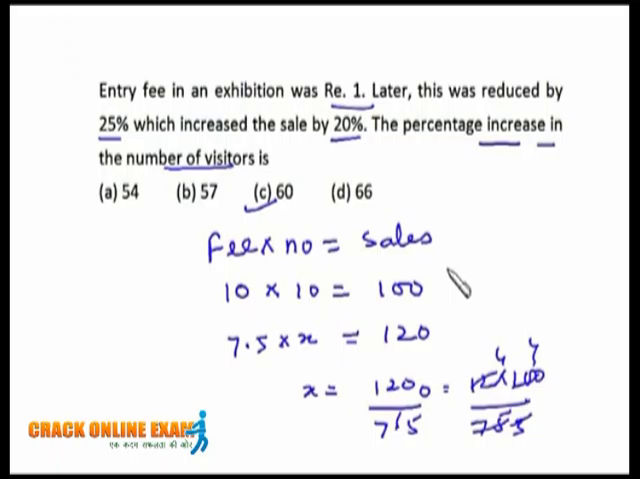The most important part over here is to find this relationship, that is fee into number of visitors is equal to total amount received, that is revenue, or that is sales. Okay, let's take the next one.